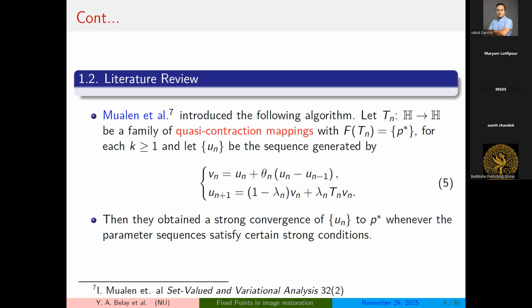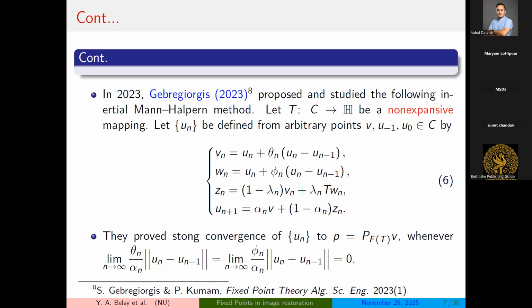For the literature review, we start with the work done by Moalen, which is given by iteration number 5. In this iteration, as you can see, they have included the inertia, which was introduced by Polyak. The inertia helps the iteration to converge faster than the non-inertial version. This is one of the improvements of the Mann type iteration, but this works only for quasi-contraction mappings. So it was improved by Gerges in 2023, like the iteration given by 6. Here they have 2 inertial steps, and this is like a Halpern type. They started with Mann type, and then they ended up with Halpern type, and they proved the strong convergence of the method for non-expansive mappings in this case.